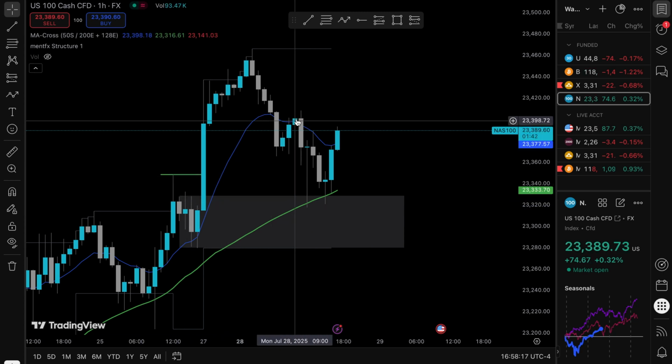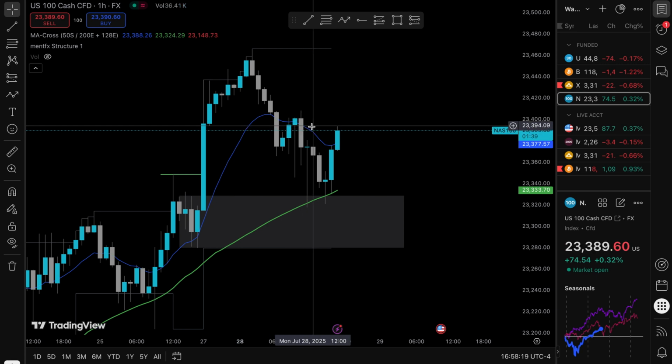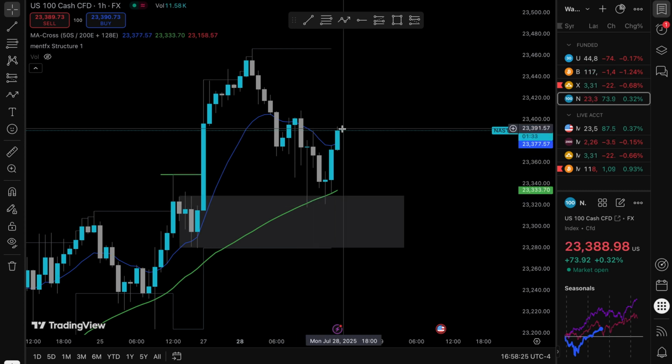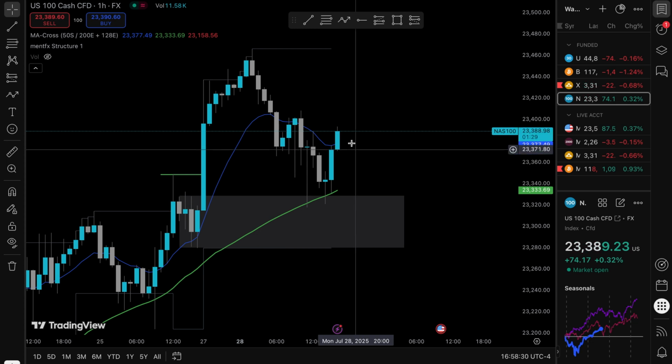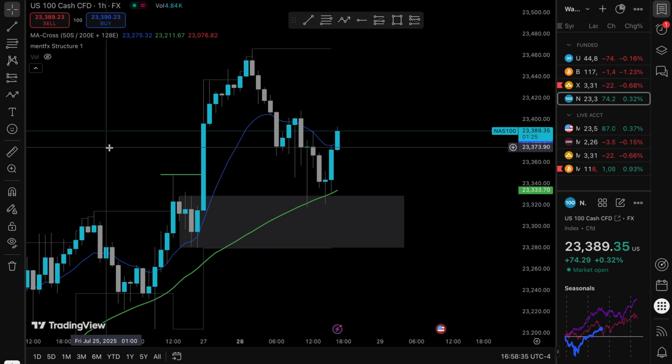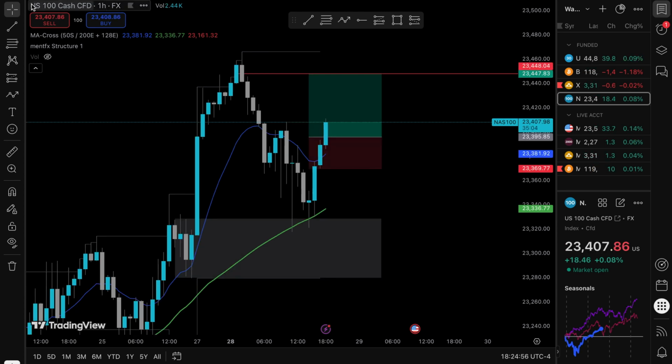What I like to see is it drop below the blue, but never close below the green, and go back above the blue. That is a great sign for me. So, here's the setup. This is literally what I see, and I'll show you guys the results when I hit TP or stop loss.